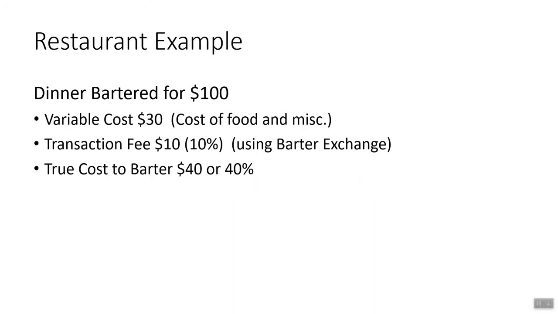So let's use this example so that we can hone in a little more on exactly what this means. With this same restaurant, let's say they bartered a dinner out for $100. Someone in the barter network came in and wanted to buy a $100 dinner. The restaurant's variable cost would be around $30. For most restaurants, their food cost is somewhere between 25 and 35%, so we'll say it's around 30%. That's the cost of the food plus miscellaneous items like containers and straws. So $30 would be their variable cost. Remember, all the fixed costs are going to be the same.